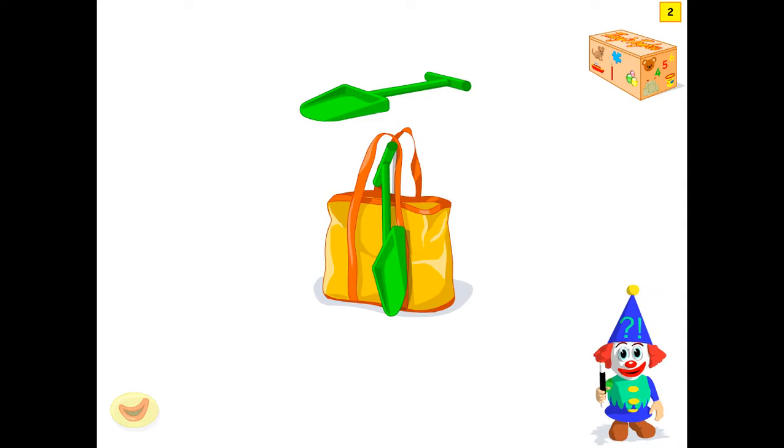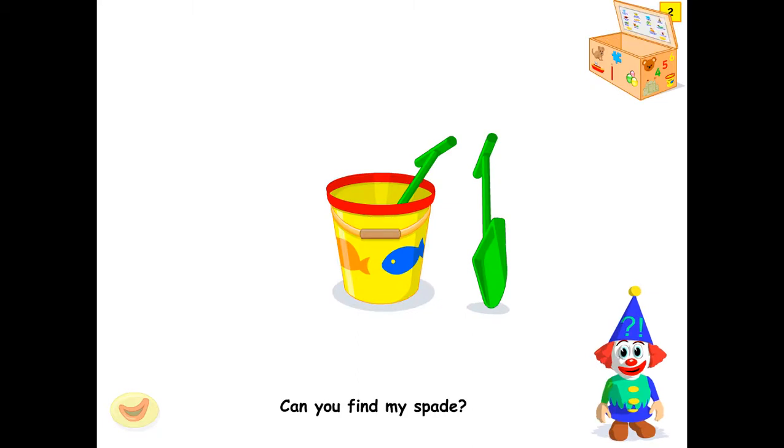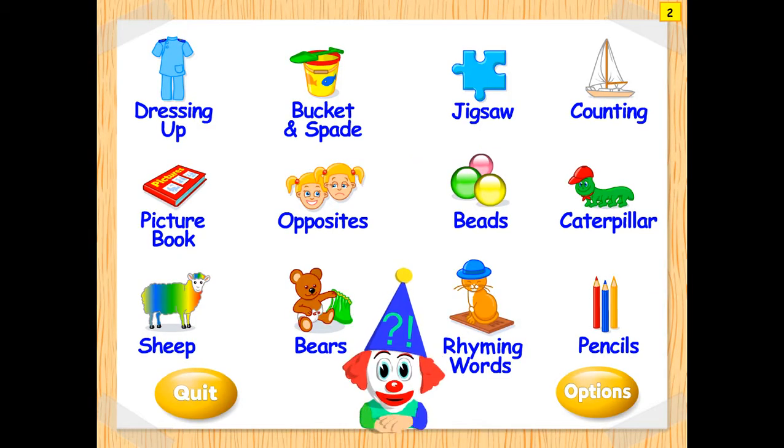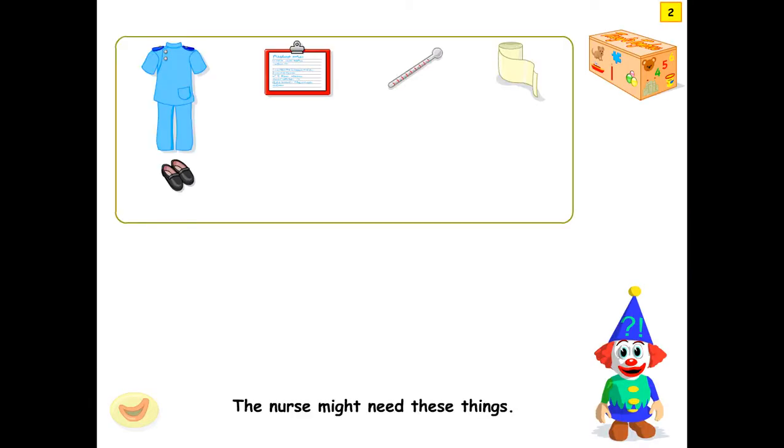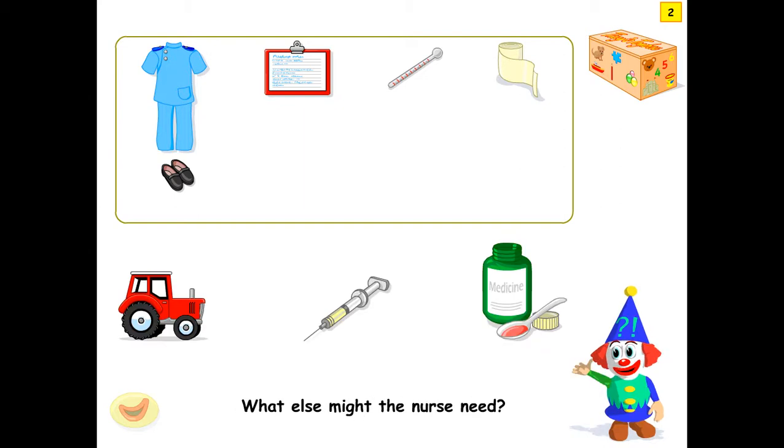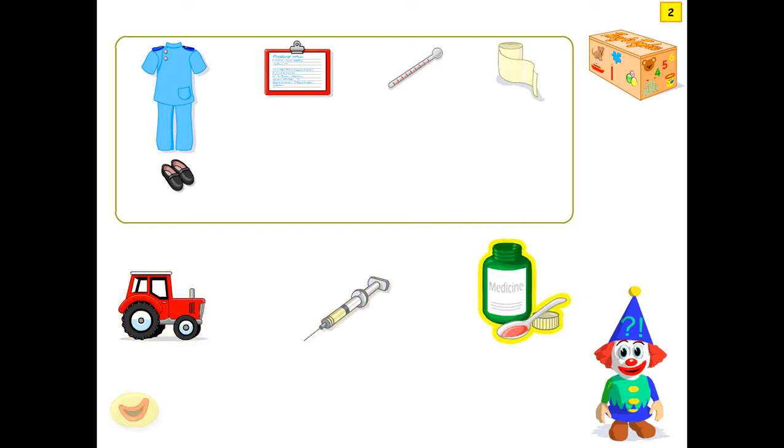Now we will move to the other one because we want to complete. We go there and choose dressing up. Let's play dressing up. The nurse might need these things. What else might the nurse need? A syringe, a tractor, or medicine. We click on this one. The nurse might need medicine.